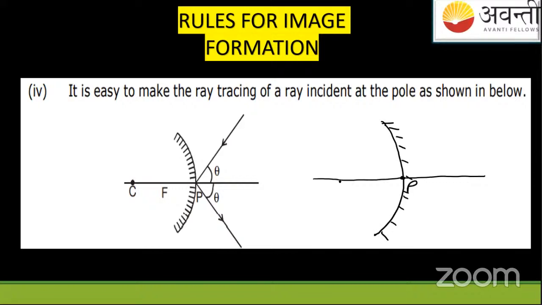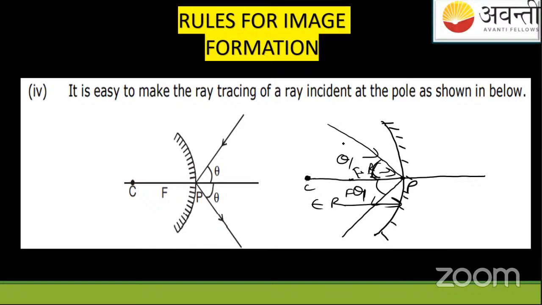This is pole. This is focus. R/2, this is center of curvature. So we say like this. Suppose a ray is incident at a pole at an angle, say θ1. So it will reflect from that point following the laws of reflection, say θ1 again.